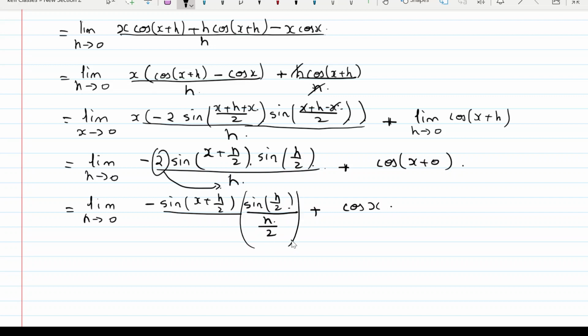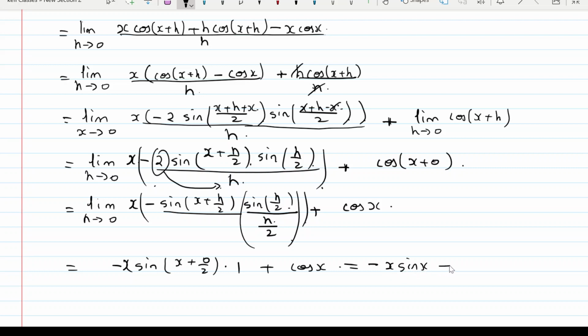So this part of the limit is 1, so it becomes minus sine x plus 0 upon 2 into 1 plus cos x. There should be one x somewhere. Yes, it is there now. X over here, and this x is there, so it's all multiplication. So this is minus x sine this, and so the final answer is minus x sine x plus cos x. Okay.